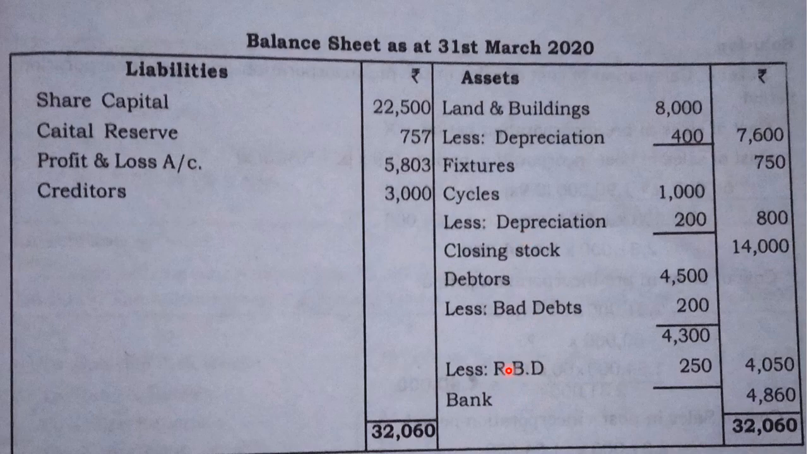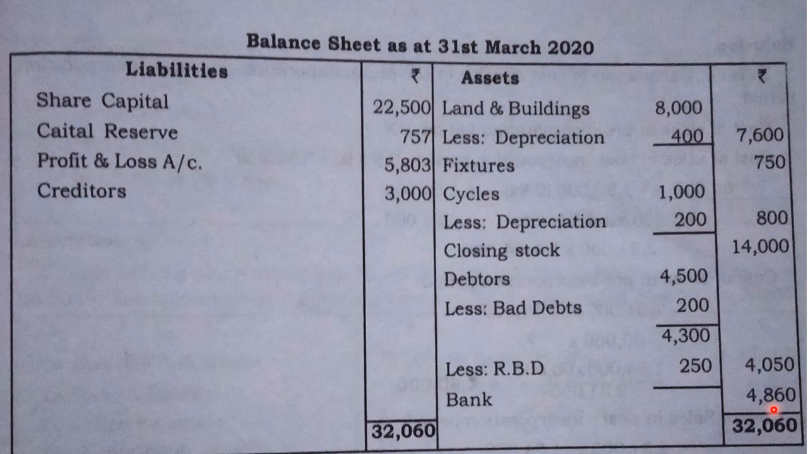You can change the position of current assets there itself. Means after writing fixed assets, you can write any current asset first. It is not that you have to start with the closing stock. You can start with bank also. So cash at bank, that is the bank balance, right? At the bank, 4,860.